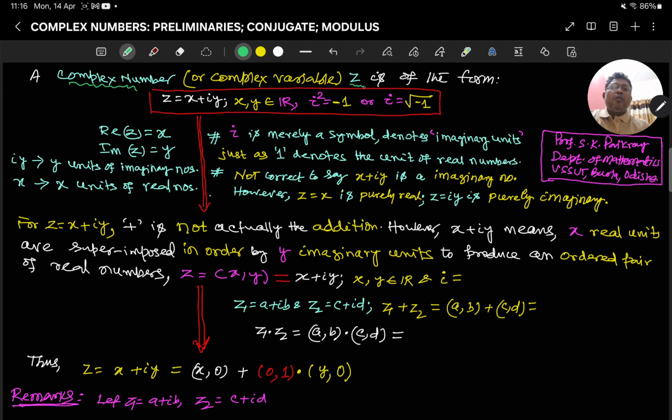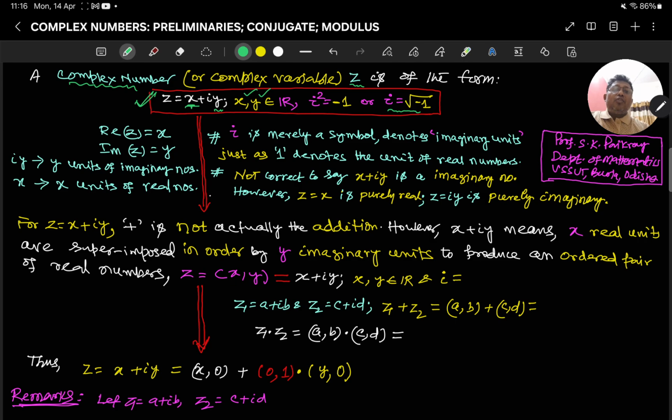Now coming to the formal definition of a complex number. Z, or z is also called a complex variable, is of the form z is equal to x plus iy. So what is x? X is basically a real number. Y is basically a real number. So I write x and y are real numbers. And what about i? I is root over minus 1, or i square is equal to minus 1.